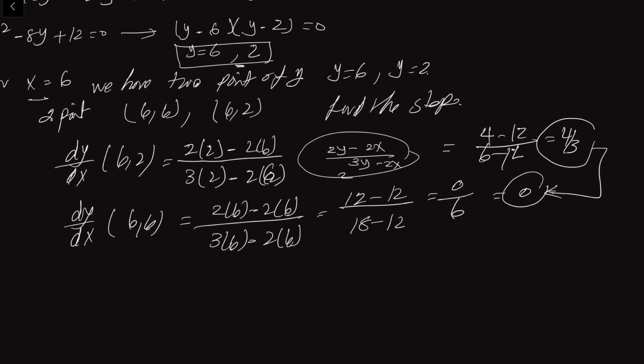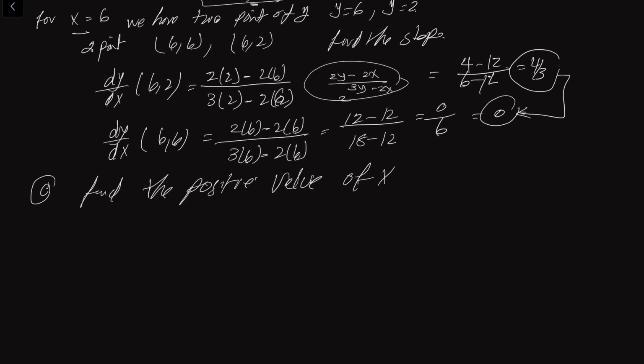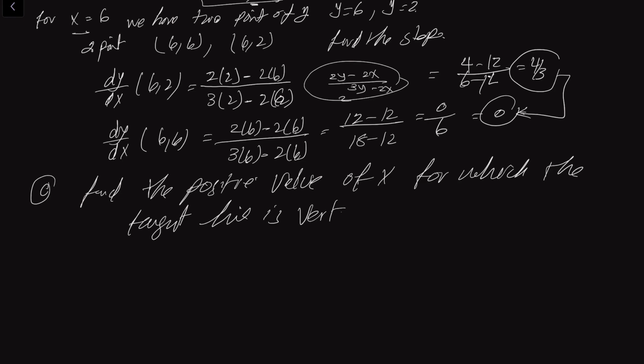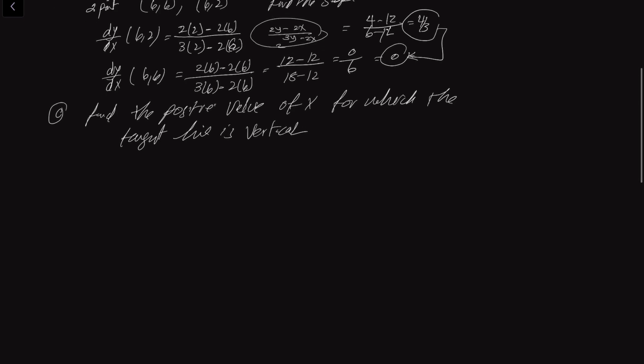All right, let's go to C. What's C1? It says find the positive value of x for which the tangent line is vertical. Okay.